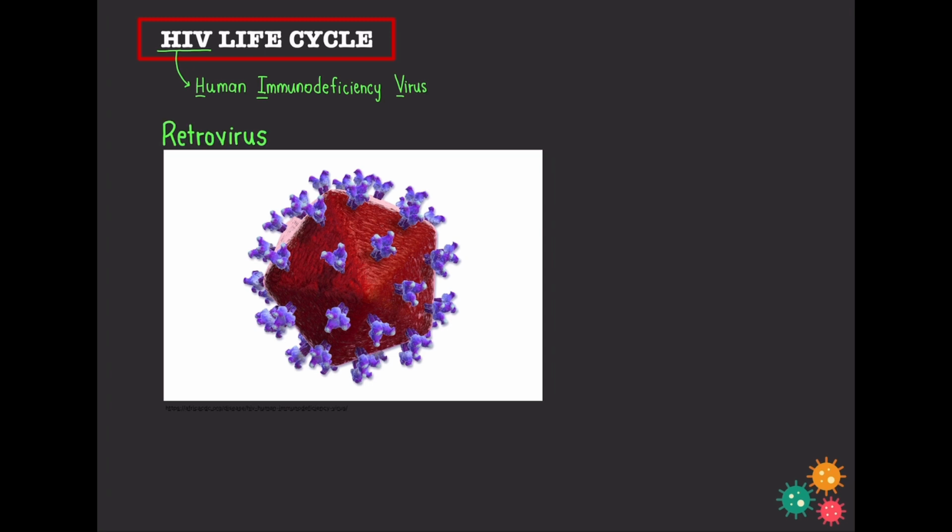HIV is a retrovirus that targets and weakens our immune system, specifically by attacking CD4 plus T cells, which are key players in defending the body against infections. Over time, if left untreated, HIV can progress to AIDS, or acquired immunodeficiency syndrome, leaving the body vulnerable to life-threatening infections. But how does HIV do this? Let's break it down.